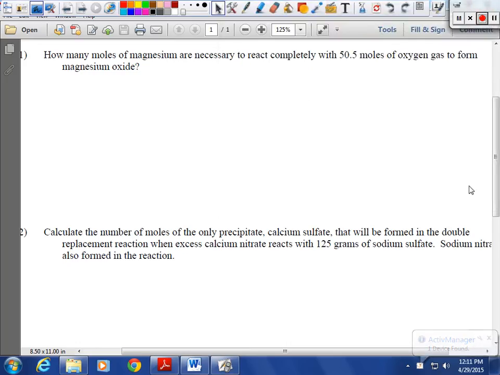Now, the good news about this sheet is that these three problems are going to be a little different from what we've done, but we have done them before is what I mean. So let's just kind of talk through them.